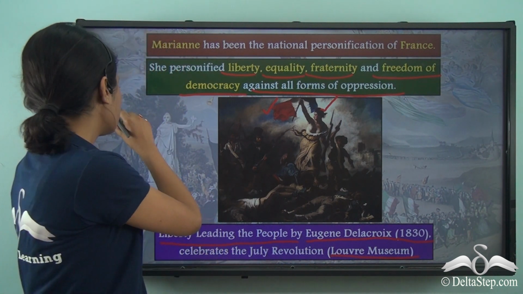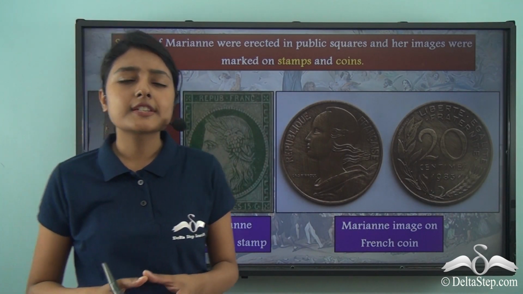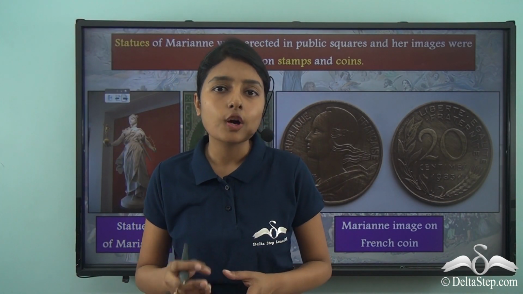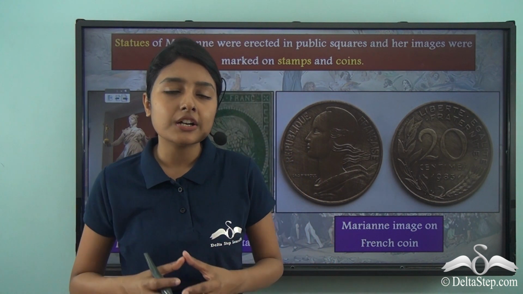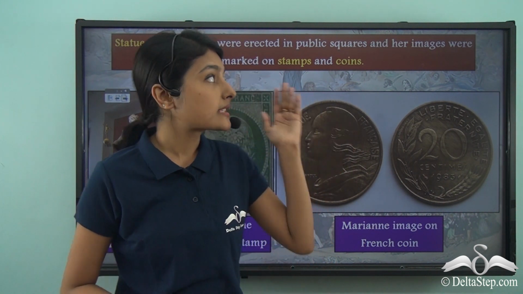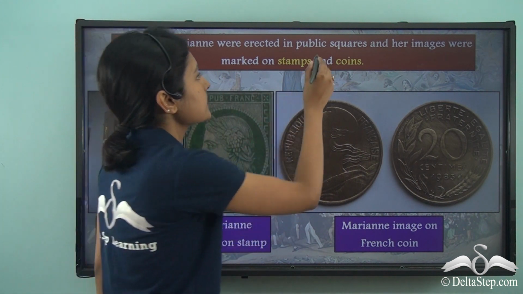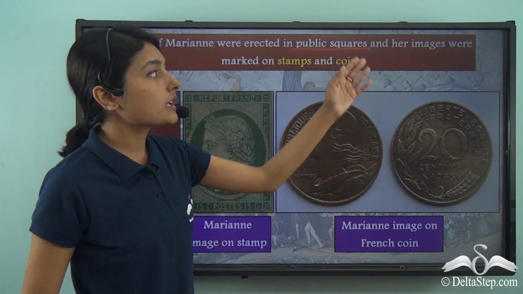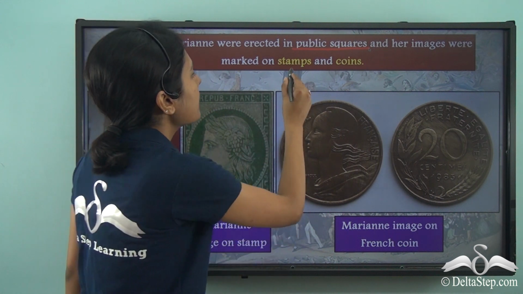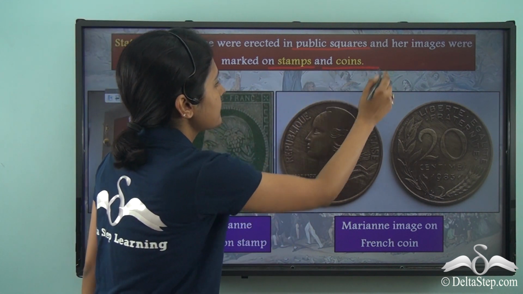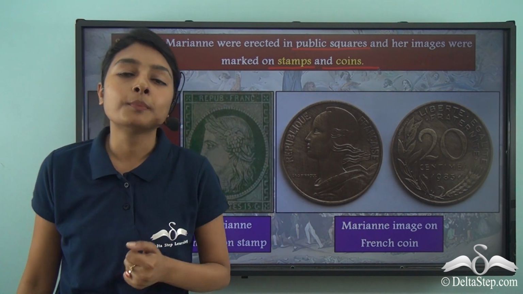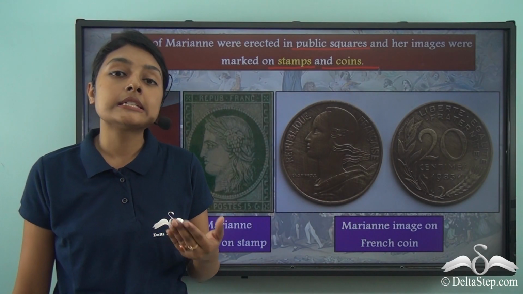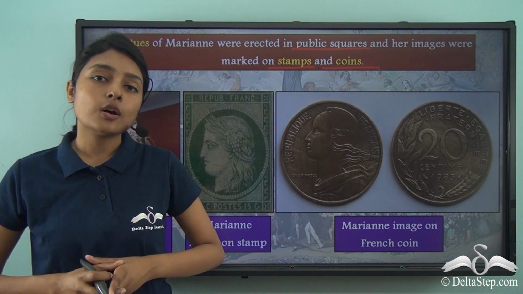Now the symbol of this powerful female figure called Marianne has been important in French politics and the French government ever since. Statues of Marianne were erected in public squares, and her images were also marked on stamps and coins. So can you understand how important this image of Marianne was? And Marianne in turn stood for the nation as a whole.